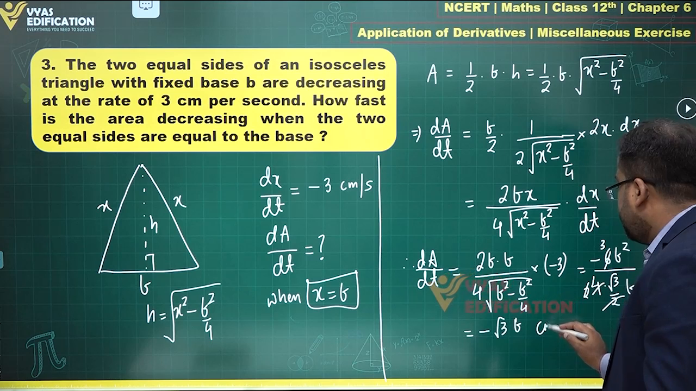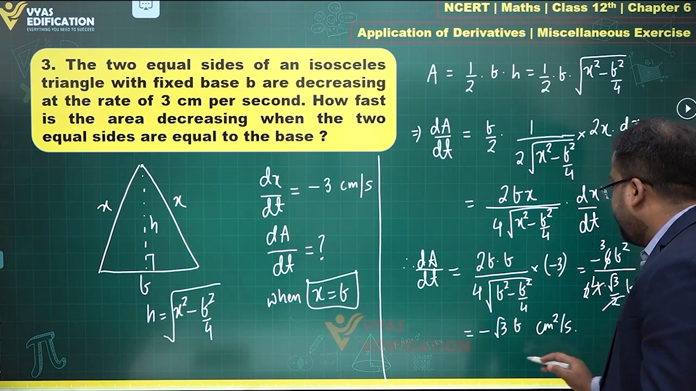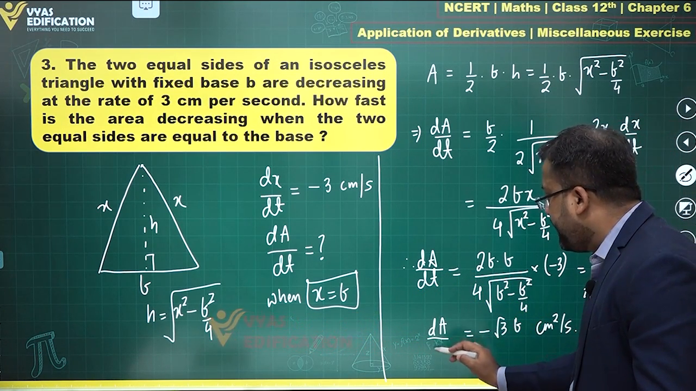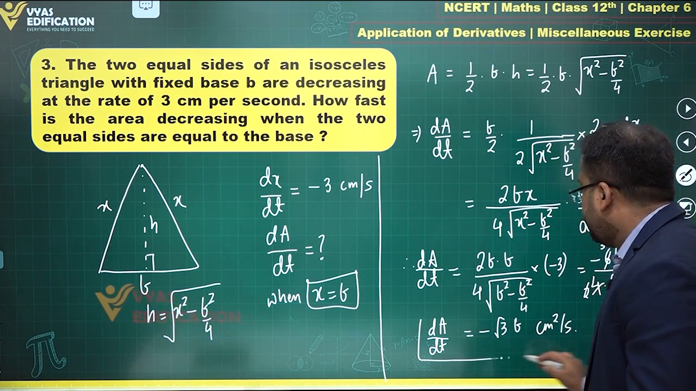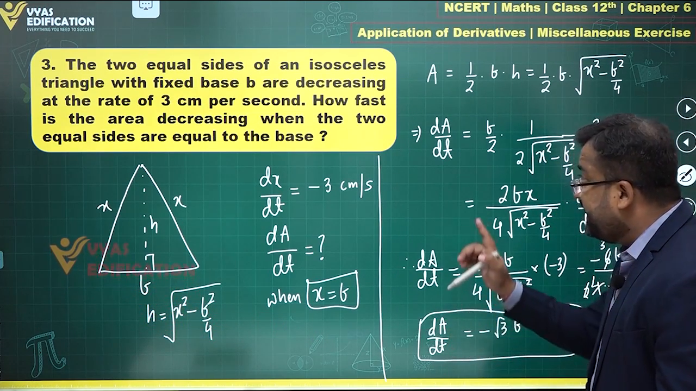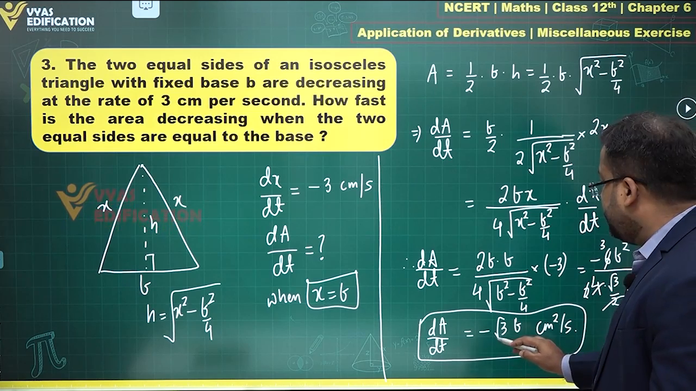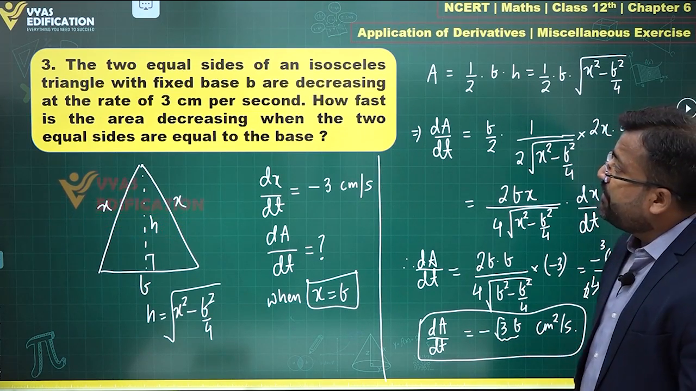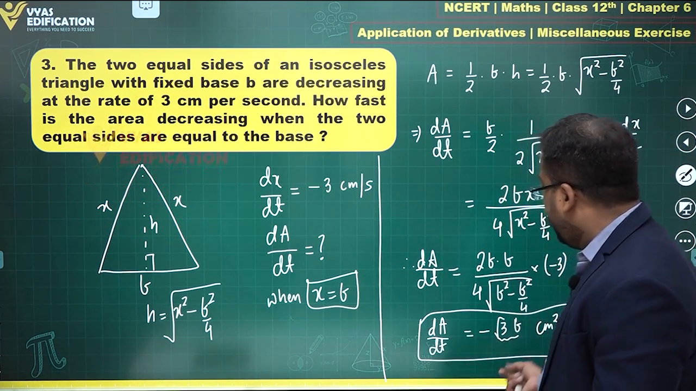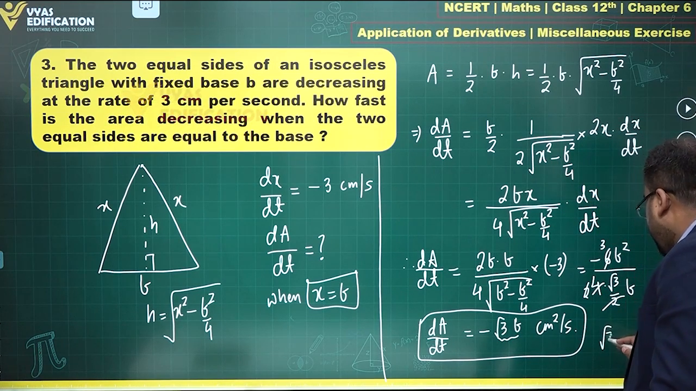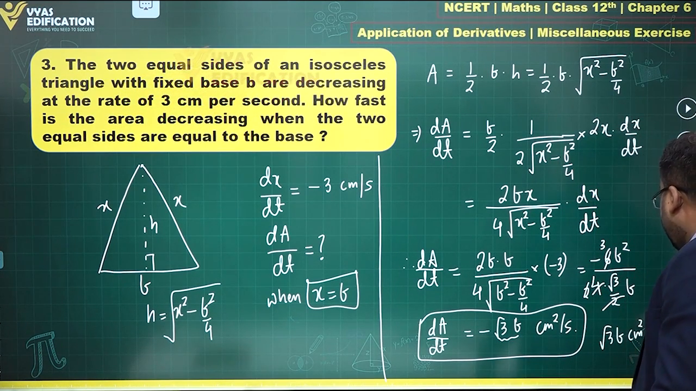This was centimeter square per second, and this is the required value of dA by dt. So the area decreases at the rate of root 3b centimeter square per second. How fast is the area decreasing? At the rate of root 3b. So the correct answer will be root 3b centimeter square per second.